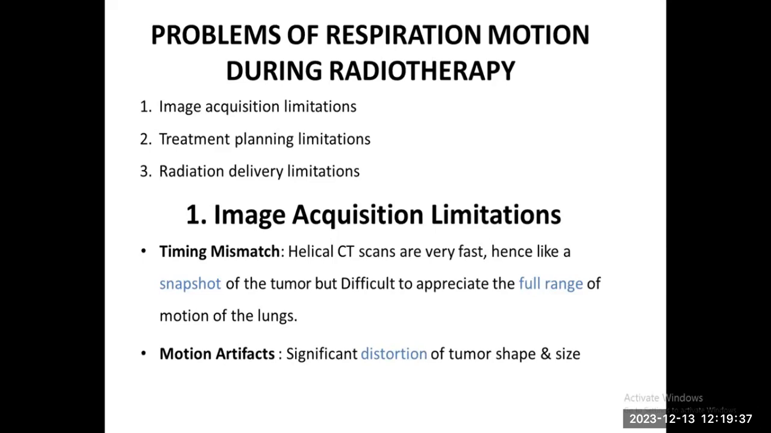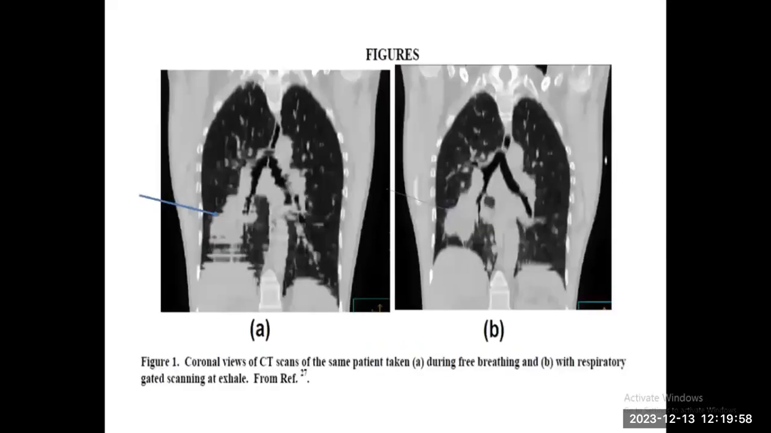One is due to time mismatch between the respiratory cycle and the time of acquisition of the CT. The second is motion artifacts. Due to motion, we acquire a blurred image of the tumor. We cannot acquire complete information about the tumor in CT.